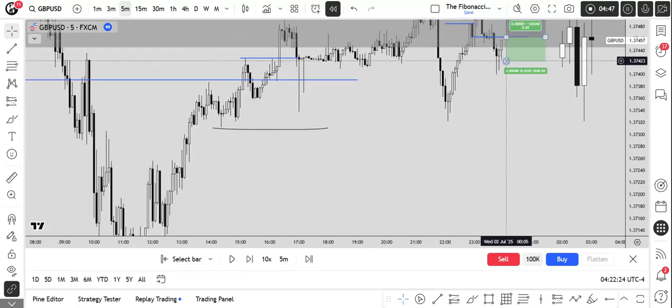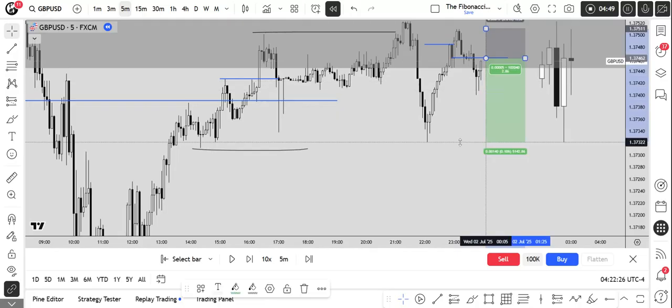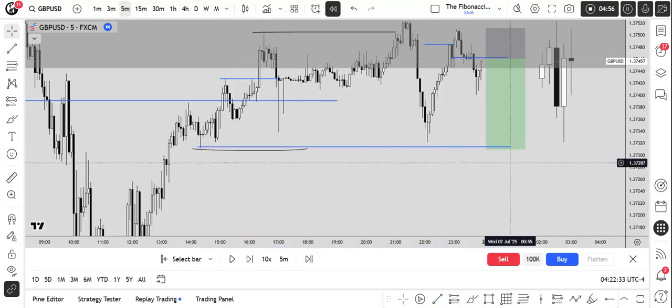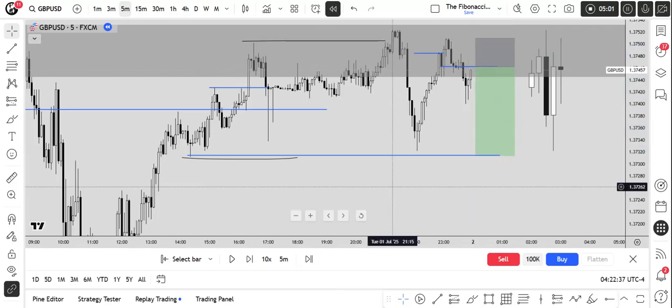And what are my targets? The first target is right over here in this area. It will give me 1:3, and I can also target these liquidities, the relative equal lows right over here. This will give me 1:3. So let's see how this price moves on.